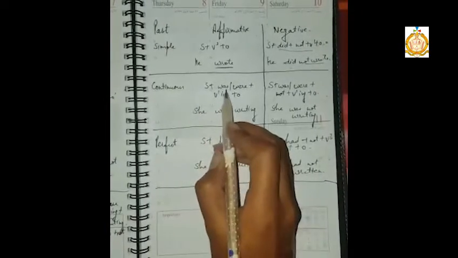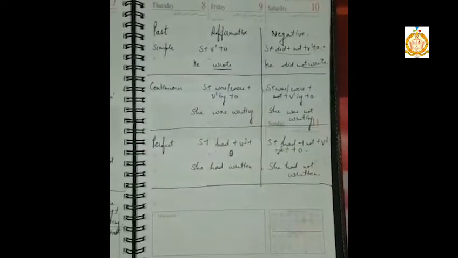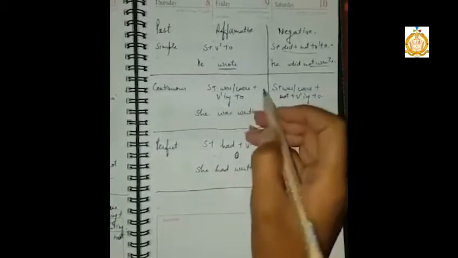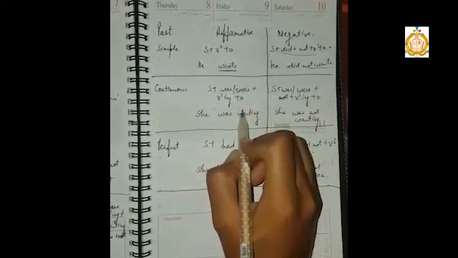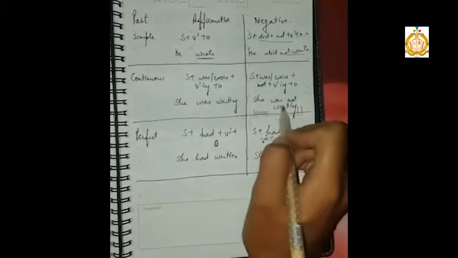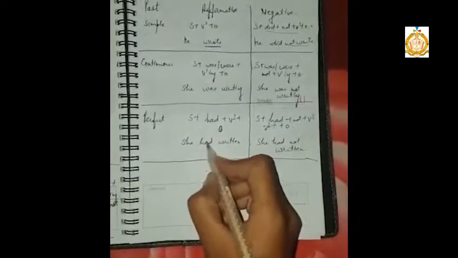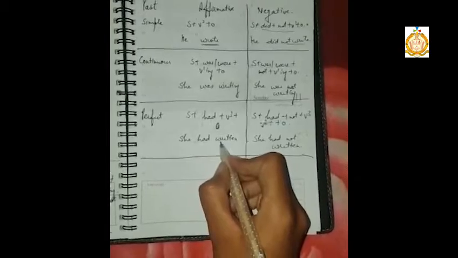Next one is past continuous. In these sentences there will be was, were or V1 with the ing. She was writing. We will only add the word not over here. She was not writing. Third one is past perfect. There will be a subject, had, or third form of the verb, and object. She had written, third form, and we will add only had not over here also. She had not written. This is all about the past tense.